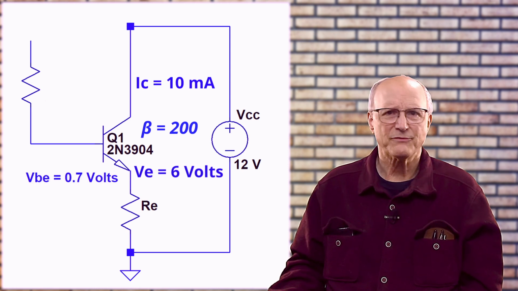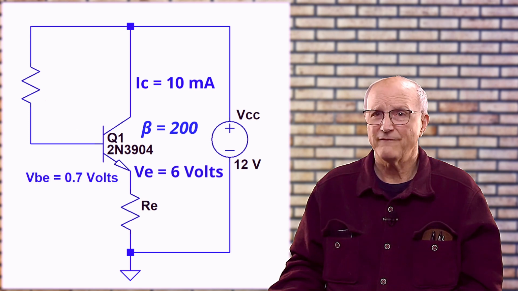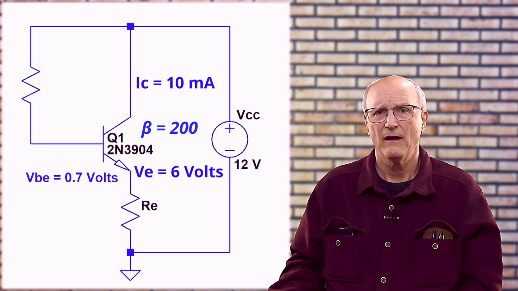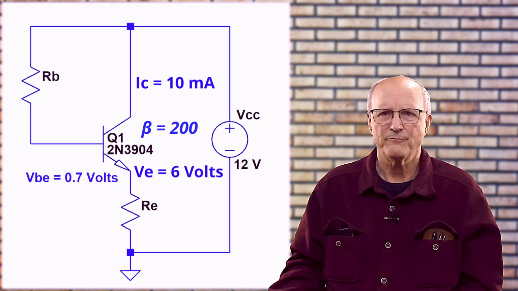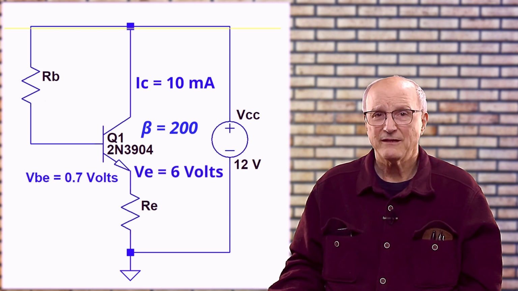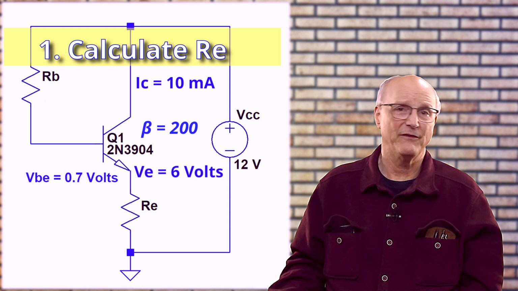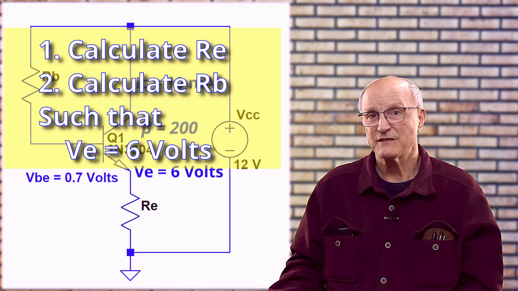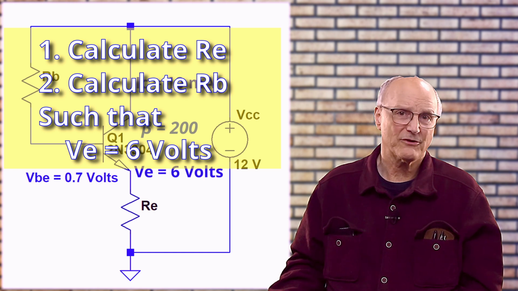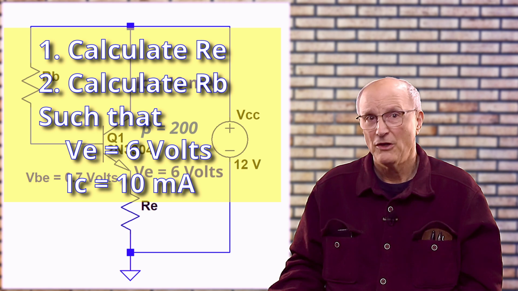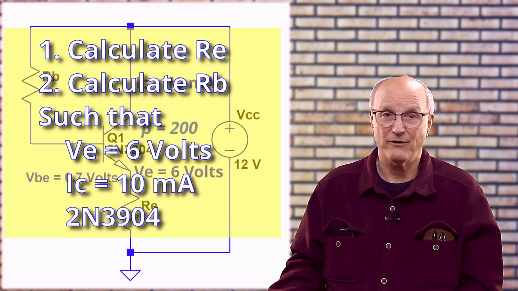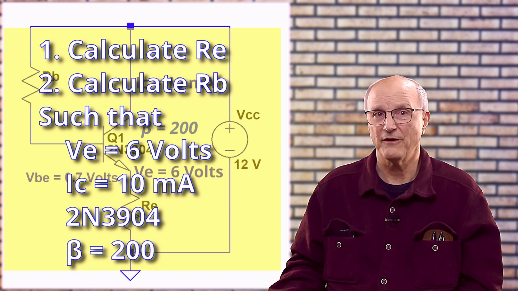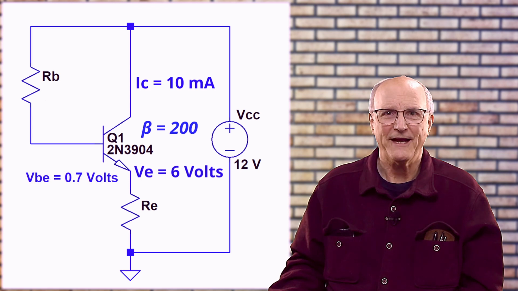The other side of this resistor is connected to the power supply voltage source. This provides the bias current to the base. I will call this resistor RB. We want to calculate the needed emitter resistor and the needed base resistor to achieve an emitter voltage to ground of 6 volts with a collector current of 10 milliamps using a 2N3904 transistor, which has a DC current gain of 200.